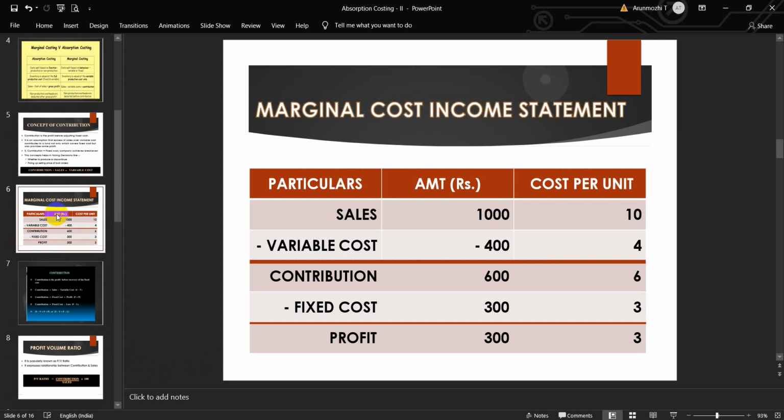In marginal costing, there is an income statement showing sales minus variable costs. For example, the amount column and the cost per unit column are given. Sales minus variable cost is equal to contribution. Contribution minus fixed cost is equal to profit. Here it is depicted with figures, as an example.